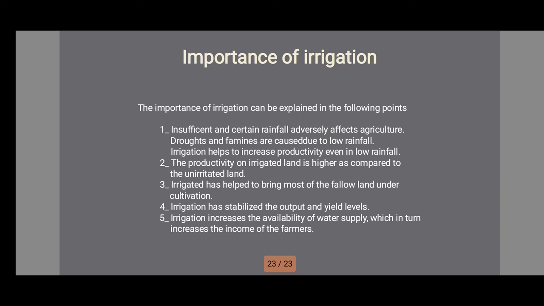In other words, we can also say that water is life. Without water, there is nothing. So these are the different irrigation methods used for the application of water. So irrigation is very essential for proper plant growth and yield.